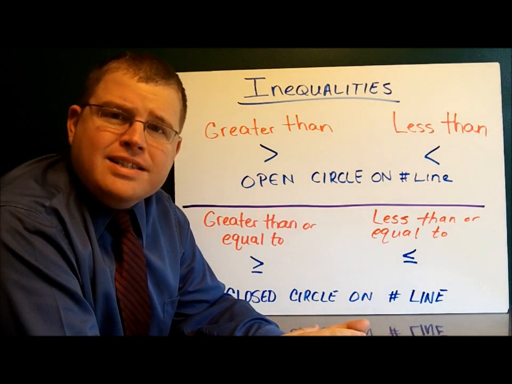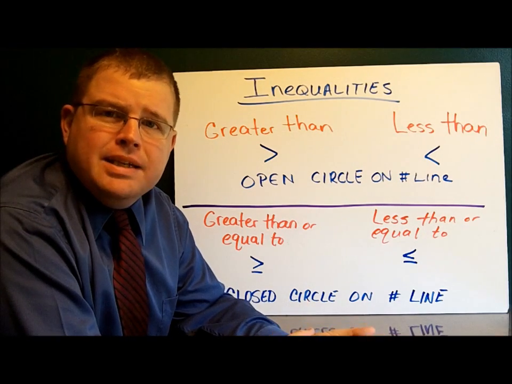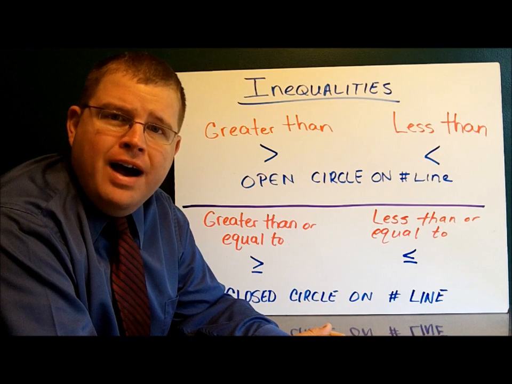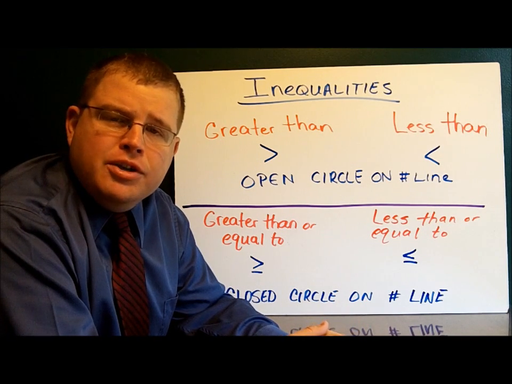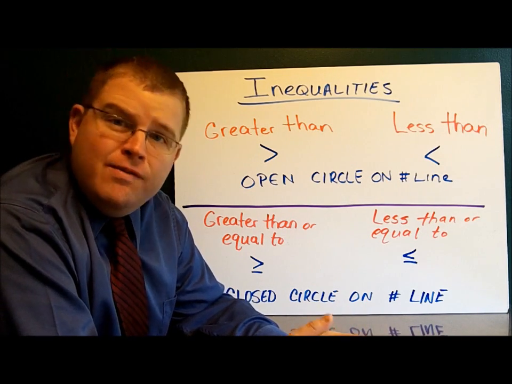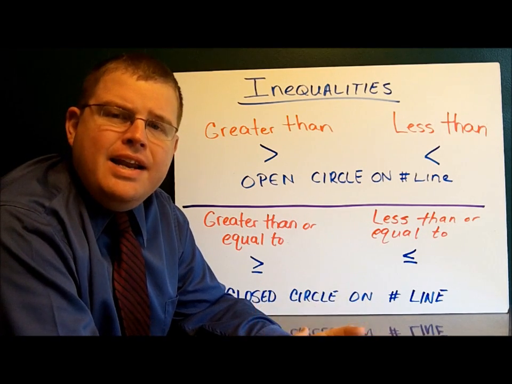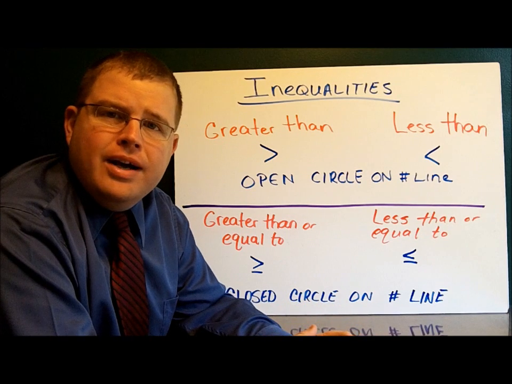If I told you that x equals 5, that's pretty simple. X is that specific value. But what if I said that x was greater than 5? It could be anything that was larger than 5. 5 and a half, 5 and 3/4, 6, 10, 100, 1,000. Any number that's larger than 5 would meet that criteria.